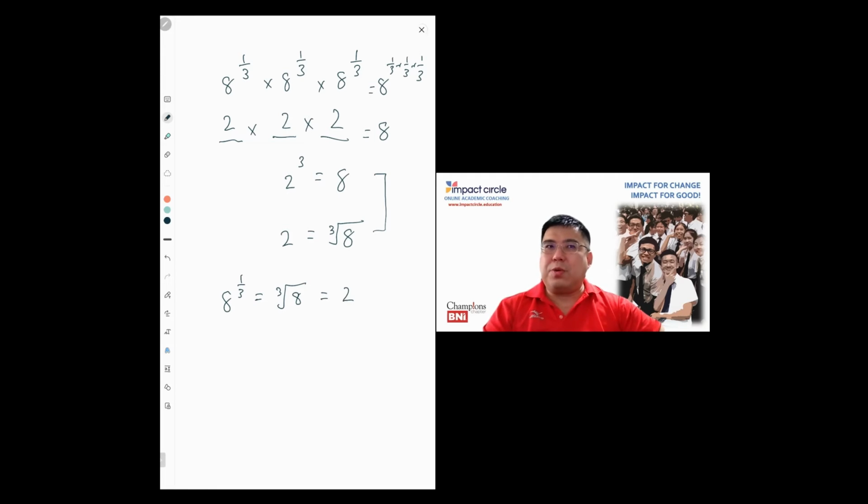So now you can see that the number in the denominator represents the root. Which root to take? If the number in the denominator is 2, you're going to take the square root. If the number in the denominator is 3, you're going to take the cube root. How about if the number in the denominator is a 4? You are going to take the fourth root. How about if the number in the denominator is 5? You are going to take the fifth root.